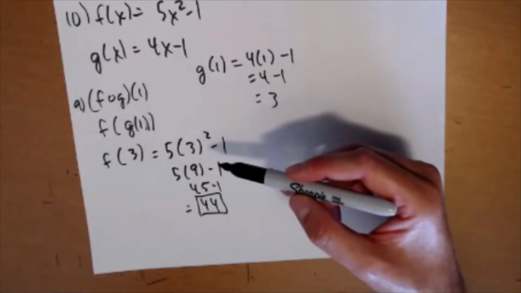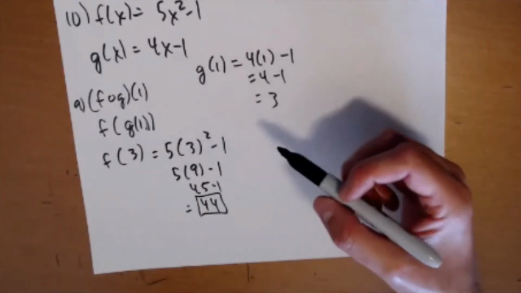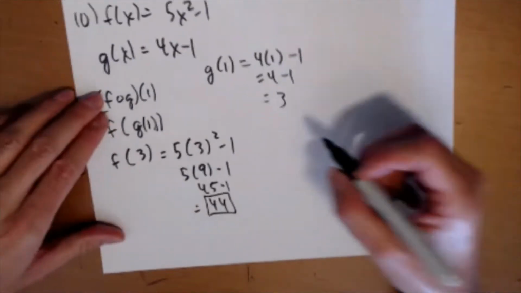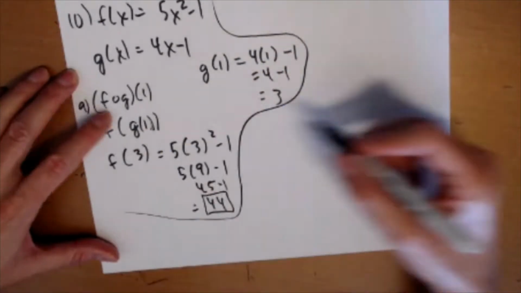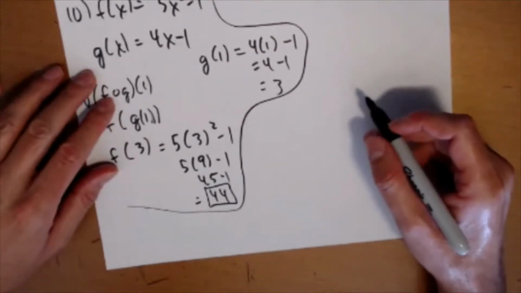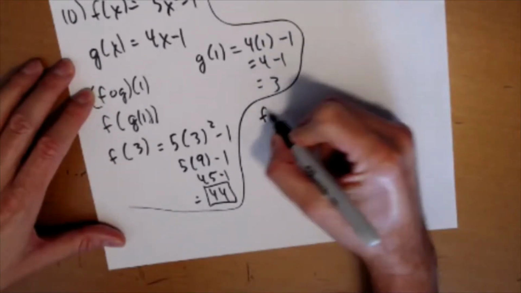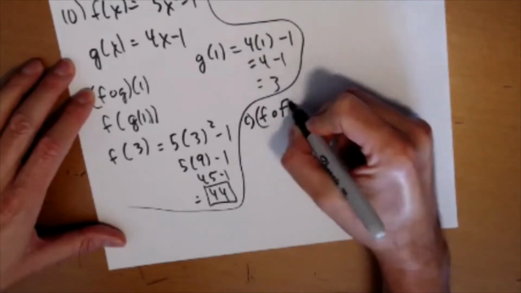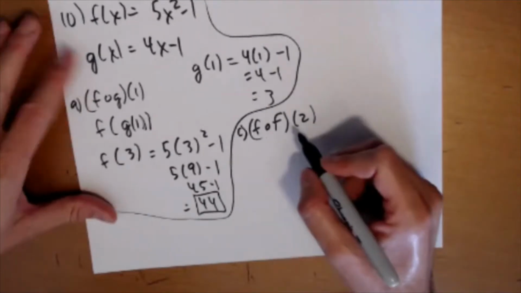10, f of g, g of f, f of f. Okay, so let's just jump to C, 10c. So f of g, easy, g of f, easy. And then it's still easy, but they might look weird. In part C, they say, oh, what about f of 2? What? No big deal. Just do it like we did here.